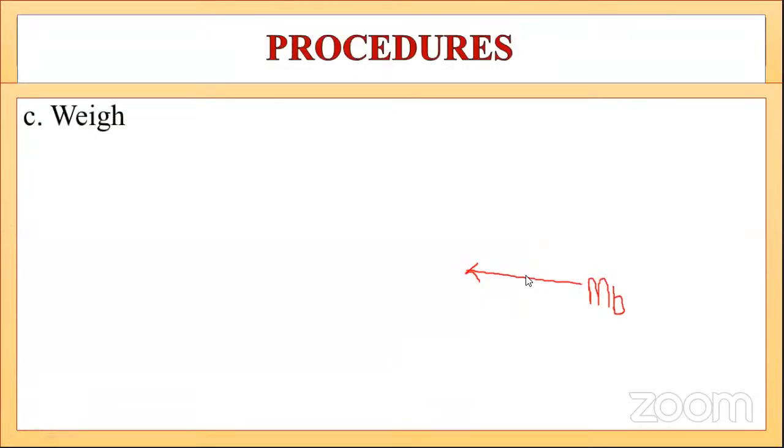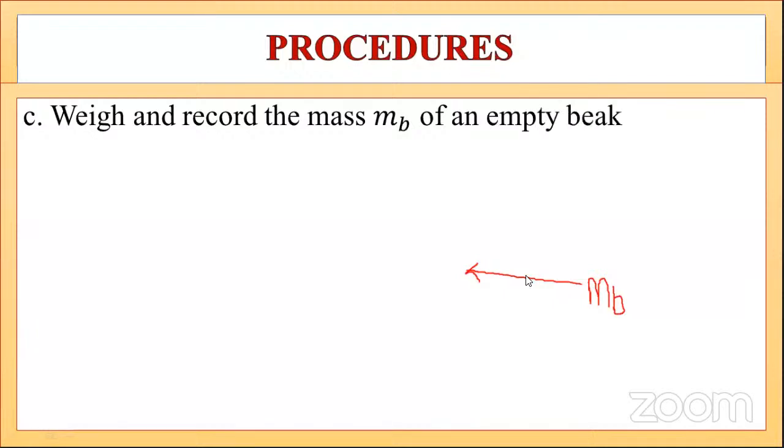The next procedure is to weigh and record the mass of an empty beaker. Remember we had our beaker, so now we weigh its mass. After weighing the mass, we shall pour this liquid into the beaker and reweigh the mass of the beaker and its content. From there, we get the mass of the liquid from the mass of the beaker plus the content minus the mass of the empty beaker alone.